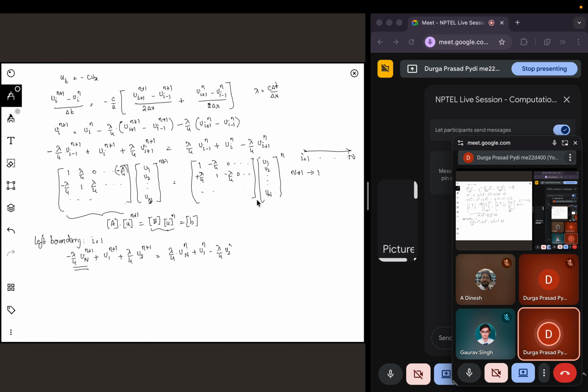Similarly, on the right boundary, what happens? The same thing happens here, and it changes both the left and right hand sides. Even in this matrix we'll have an additional lambda by 4 term coming in the last coefficient, so the un coefficient gets multiplied with this lambda by 4 term. Now on the right boundary we have i equals n, so i minus 1 is straightforward, u_{n-1}, then u_n, and i plus 1 becomes 1.